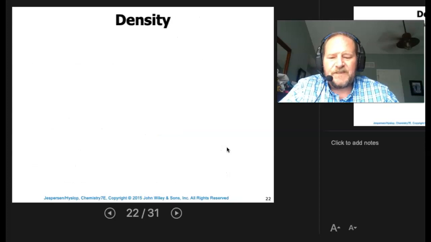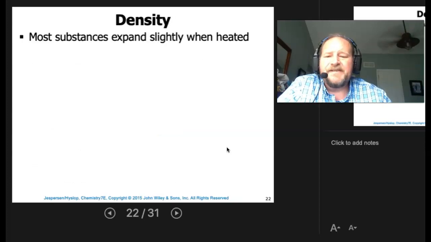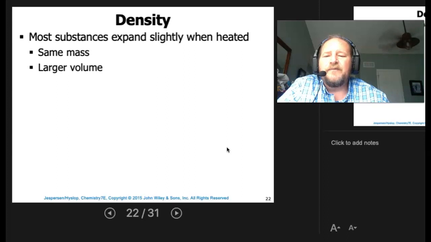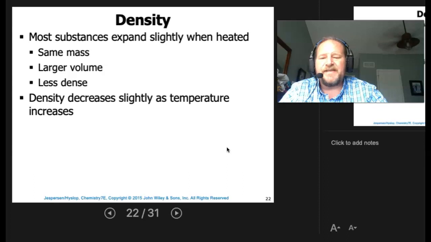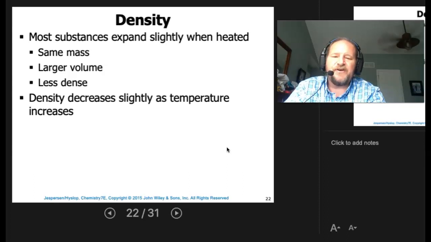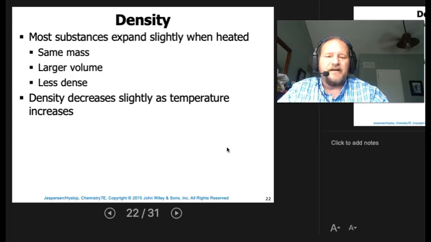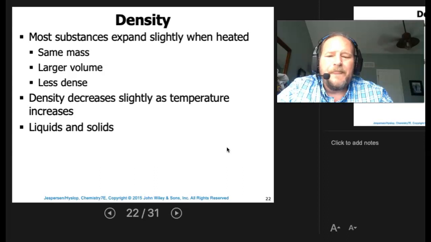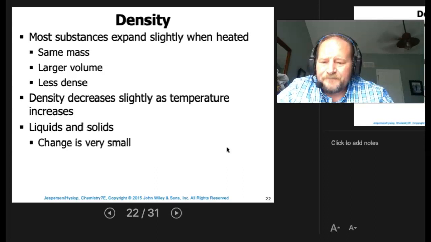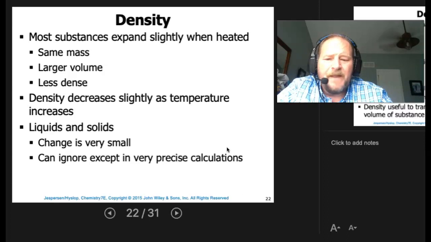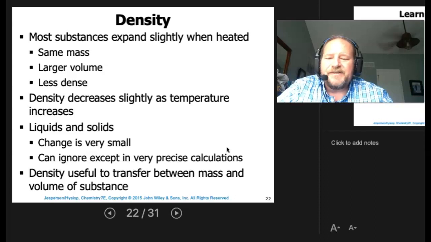All right. For density, most substances expand slightly when heated. In other words, you have the same mass, but because the volume is growing, we get a larger volume. That means it's going to be less dense. So density decreases slightly as temperature increases. Of course, that's how a hot air balloon works, right? Liquids and solids, the change here is going to be very small, which means we can ignore it except in very precise calculations. And of course, density is useful to transfer between mass and volume of a substance.